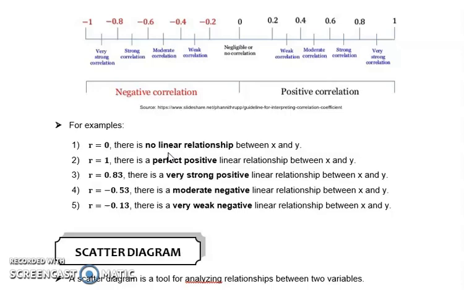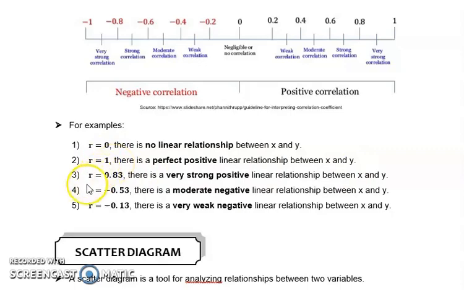Okay, if you get, for example here, R equal to positive 1, we can conclude that there is a perfect positive linear relationship between x and y. But normally in real life, it is very hard to get perfect data.